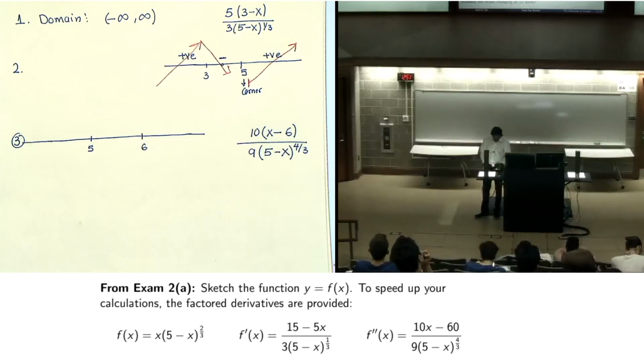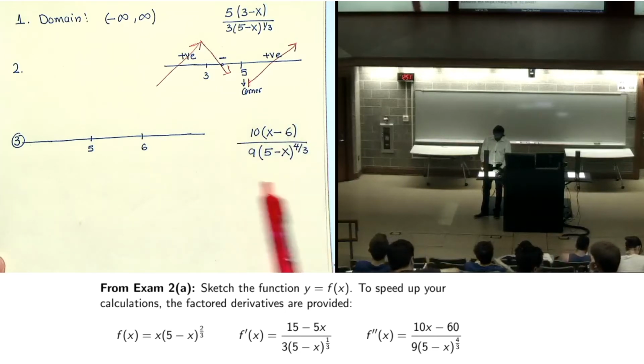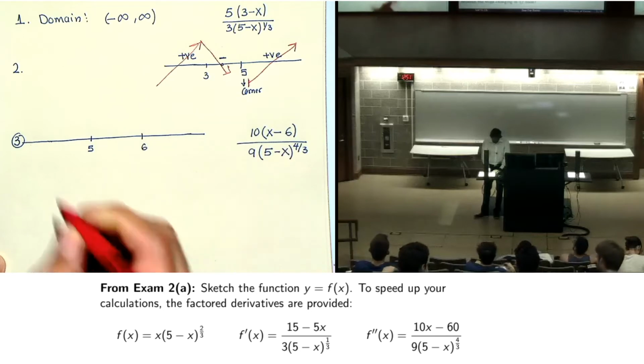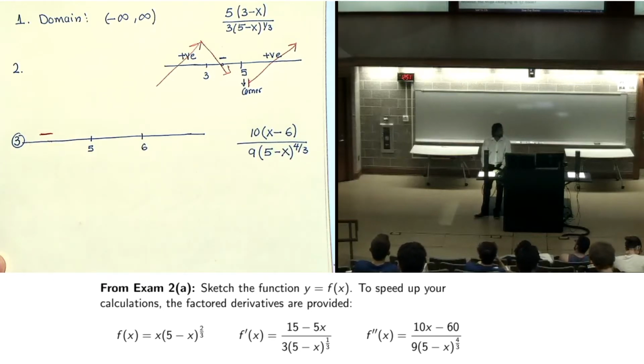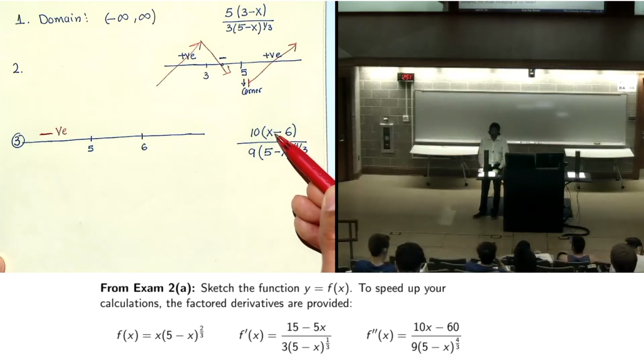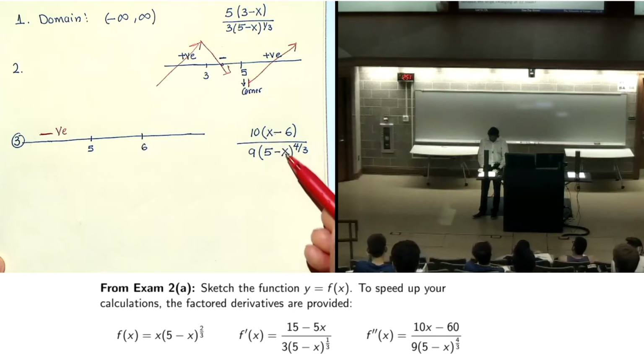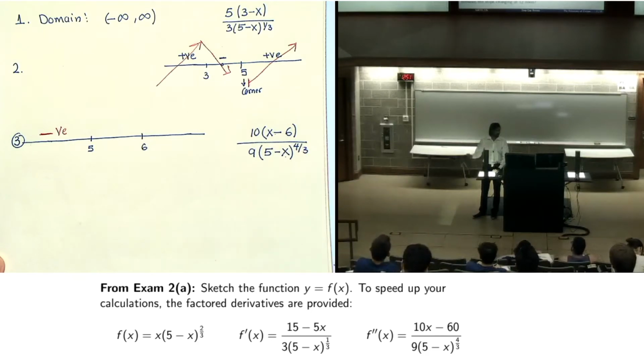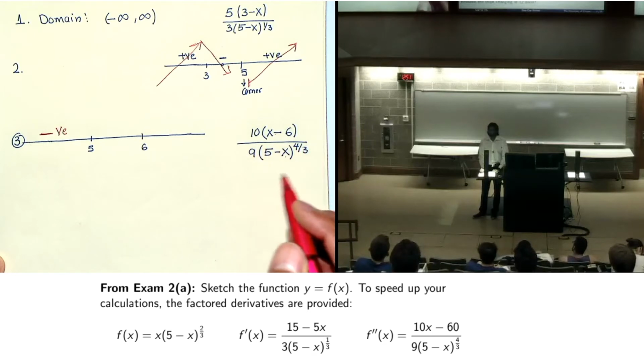If I plug in a number less than 5, which is 0, in my second derivative, what will I get? Minus on the top, plus on the bottom, so the sign is going to be negative here. What is a number between 5 and 6? 5.5. If I plug in 5.5 here, this is negative, and if I plug in 5.5 here, this is negative. So both are negative. But this thing has a fourth degree. It's a square of something, so that negative sign doesn't matter. It's always going to be positive.